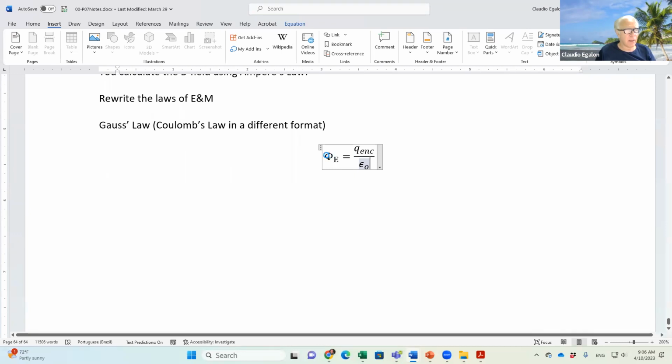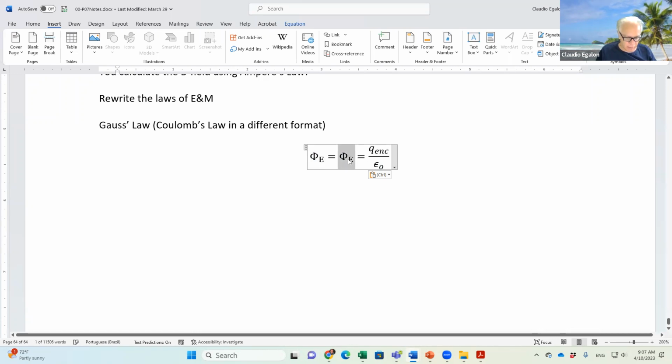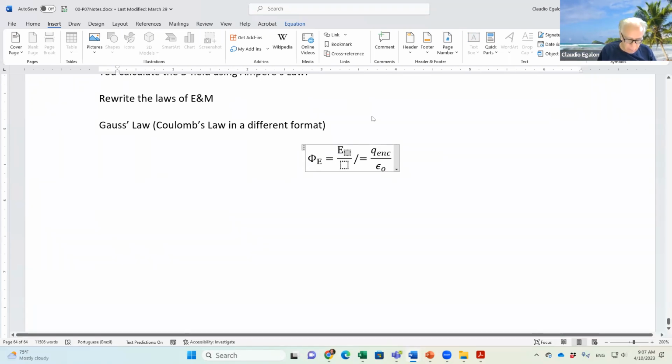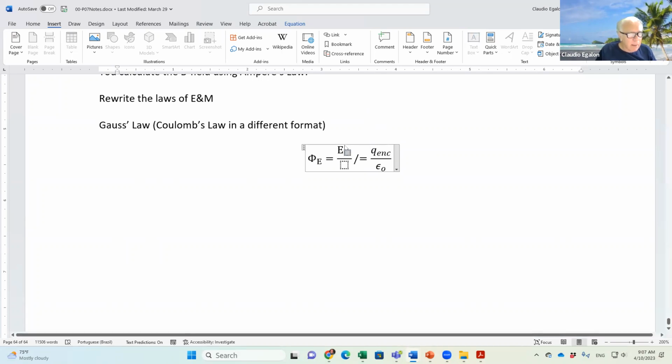But the Q enclosed by a Gaussian surface. Okay. Let's not forget that the electric flux is nothing but the electric field parallel to the vector area. Let's put parallel to the vector area.